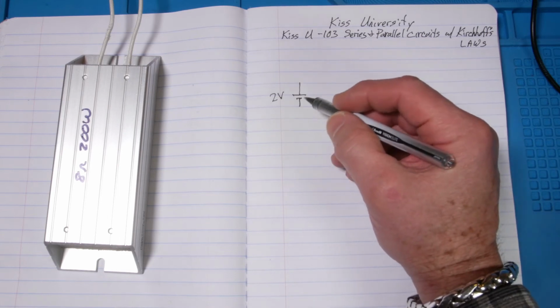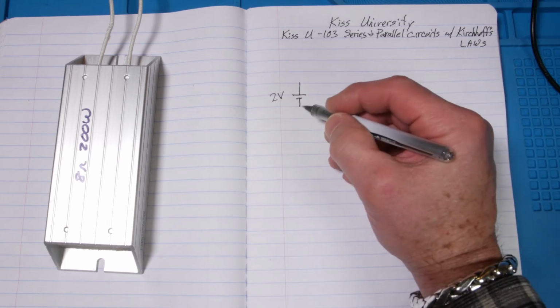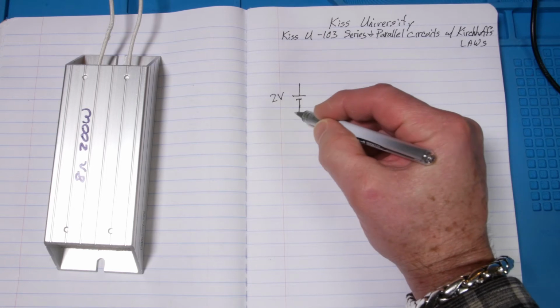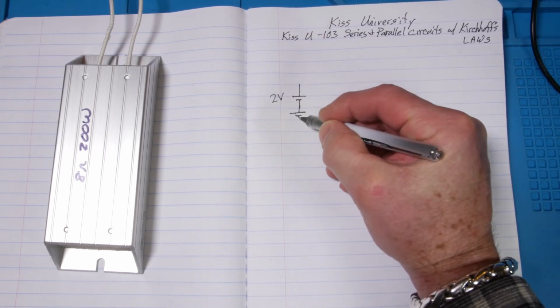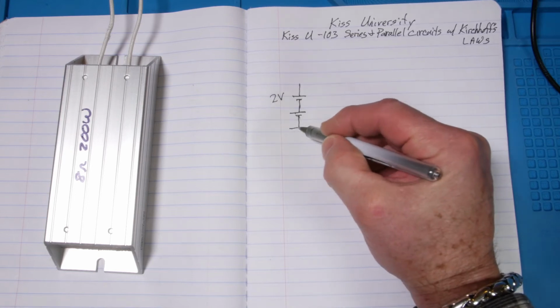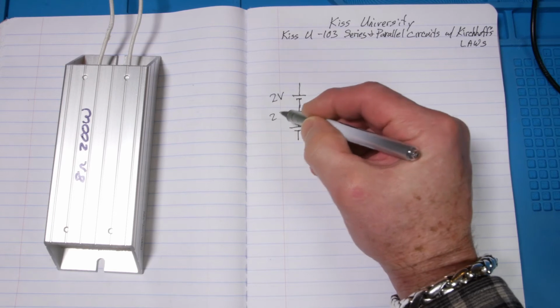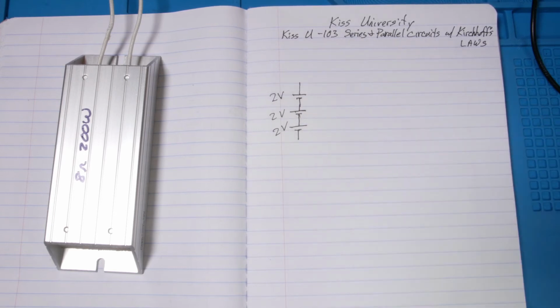Alright? So if we're talking series circuits, then what I can do is I can just say, well, okay, so we're going to come down to another cell, okay? So in this case, we're going to say we have a 6-volt battery, okay?